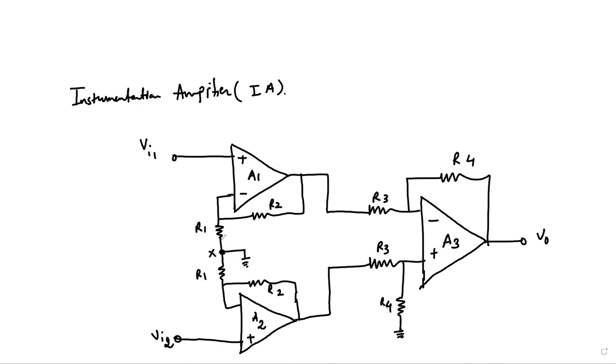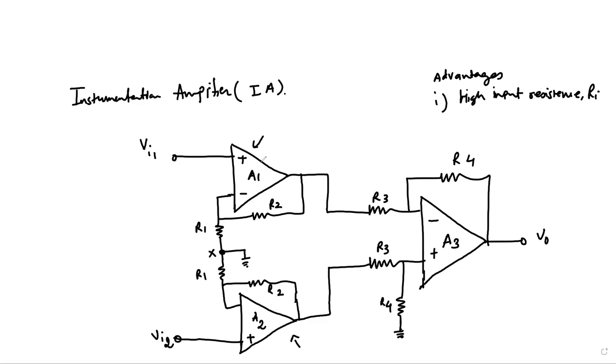And this node was X. So in the previous module, we can recall that the advantages of this complete circuit were, first, a high input resistance, that is Ri, ideally infinite. This is because of these additional blocks that we added before the signal reaches the third amplifier, which is the differential amplifier.